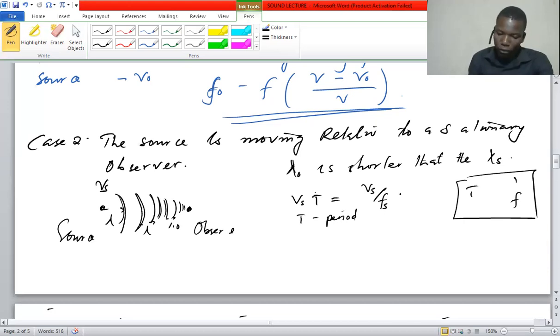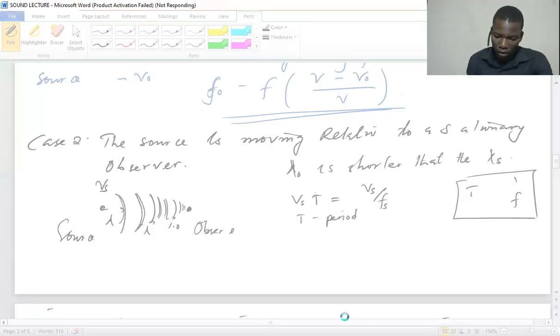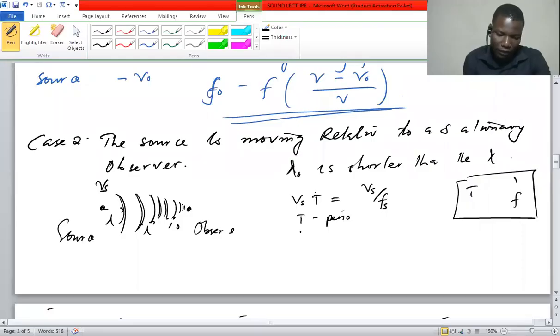So that distance now means that the wavelength of the observer is going to be the wavelength of the source minus vs over fs. So this is actually relative motion, where we have the wavefronts detected by the observer, and then we have the wavefront of the source minus this distance, whereby the source begins to move, the distance that is going to be covered by the source, and what will be the detected wavefront.